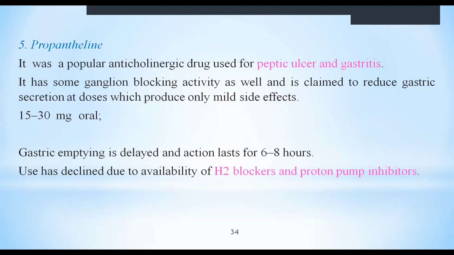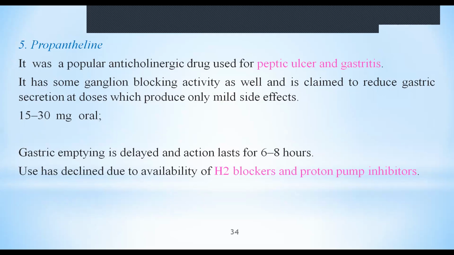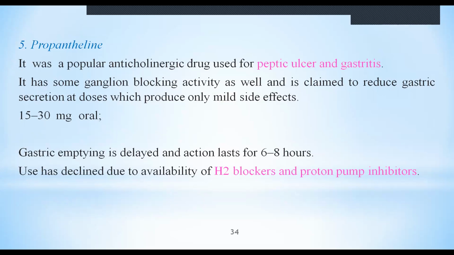Then a few of the other compounds: propantheline. This is a popular anticholinergic drug used for peptic ulcer and also in case of gastritis. It has some ganglionic blocking activity as well and is claimed to reduce gastric secretion at doses which produce only mild sedative actions. Total dose is 15 to 30 milligram oral. Propantheline, methantheline, and all these are used as antispasmodic drugs, especially in stomach pain. These drugs can be used. Gastric emptying is delayed and the action lasts for 6 to 8 hours.